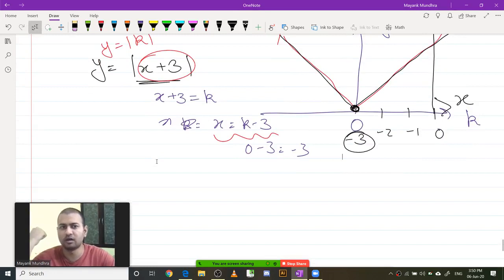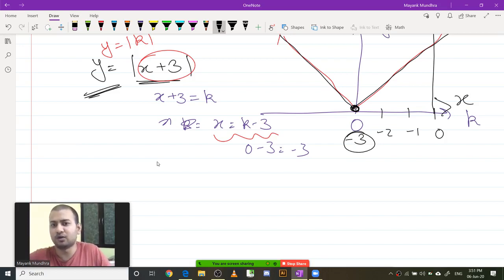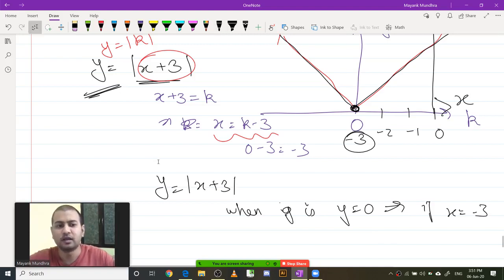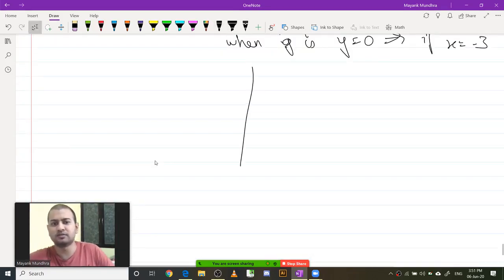Alright, so this is how you can imagine it in terms of change of coordinates. If you just want to look at it intuitively, when does y become 0 now? When y equals mod of x plus 3, when is y equal to 0? This will happen if x equals minus 3. So at minus 3 your v will take its bottommost point. So the mod function looks like a v function, so the v will take its bottom point at minus 3 now.